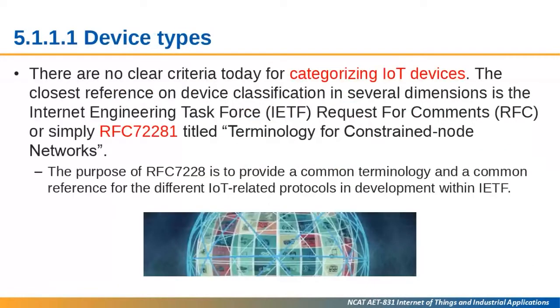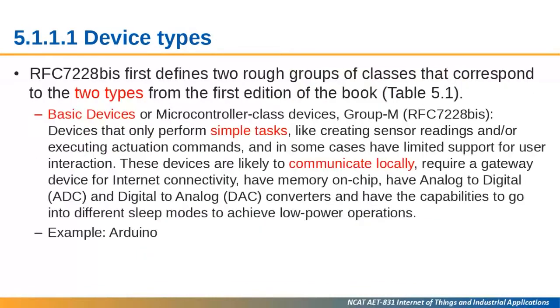So for the device types, actually there is no clear criterion today, but generally we can follow this, you can call it a standard or tradition, IETF RFC 7228. Actually, there are only two types of device, roughly. Okay, we have the basic devices. It can only perform simple tasks. It can be used to communicate locally, and it requires a gateway system for internet connectivity.